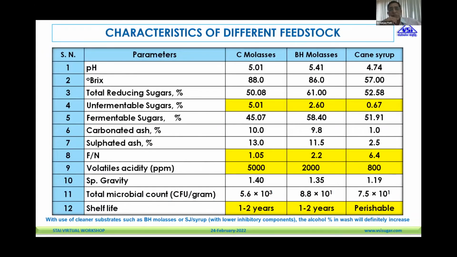These are the characteristics of cane syrup as compared to C molasses and BAV molasses. Though the TRS is almost similar to C molasses, the unfermented sugars are less, and the most important factor is the F by N ratio, the fermentable to non-fermentable ratio. It is quite high in sugarcane syrup, and that's why fermentation efficiency can be higher and we can get higher alcohol concentration in the fermented wash. The volatile acidity is also lower compared to C molasses. The only problem with syrup is that it is perishable, you cannot store it, so you have to use it as soon as you divert it to the distillery.